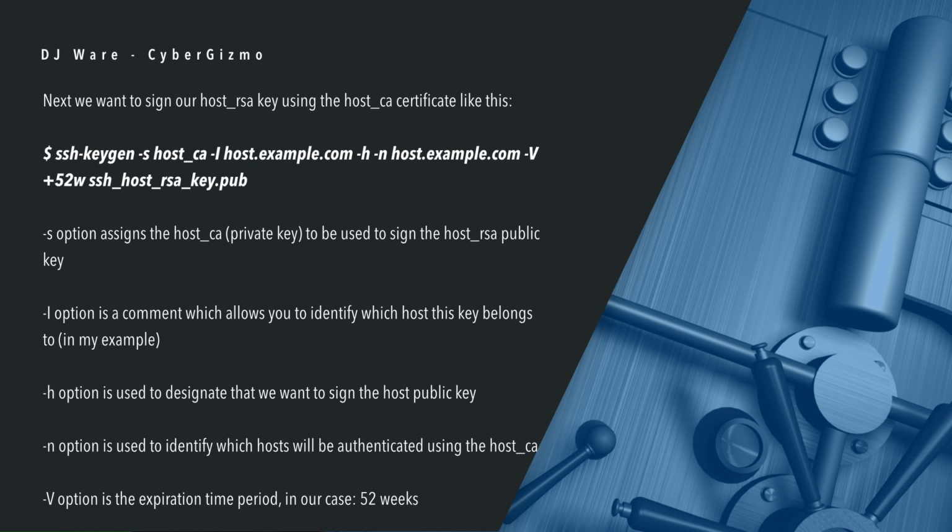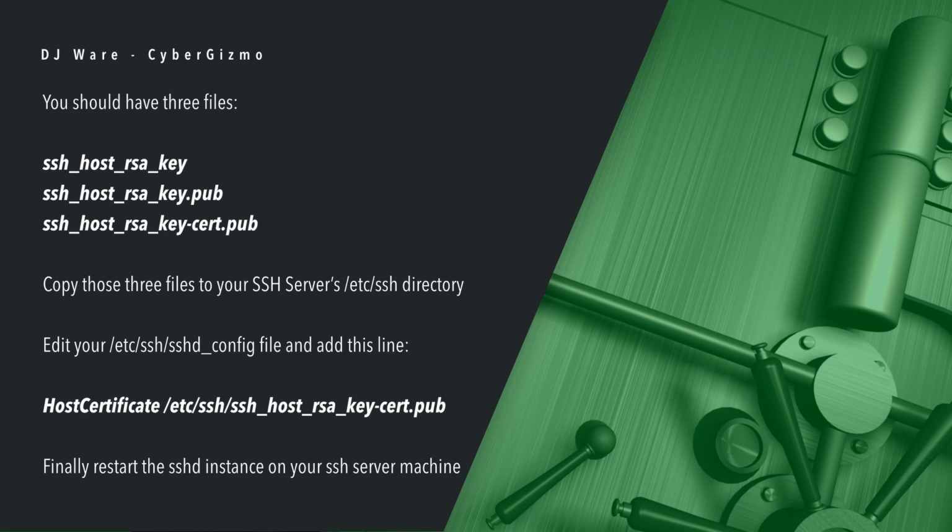-V, 52 weeks. ssh_host_rsa_key.pub is the public key that we're signing. So that certificate will be valid for a year. You should then have three files. Now you can set that to whatever length of time you want. Maybe a year is too long for your organization, or maybe your organization policy is to make it longer. But just know this: most of the time, nobody changes the host keys, at least not unless they're required to. But this will require you to change it because they will expire.